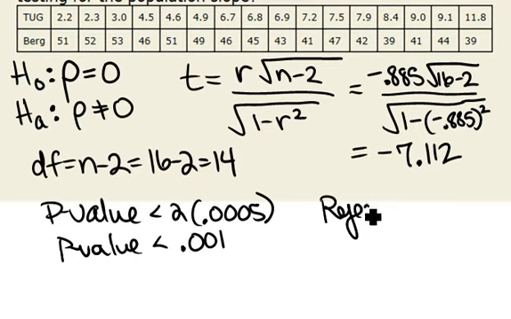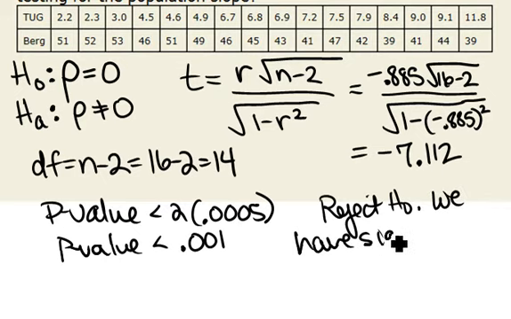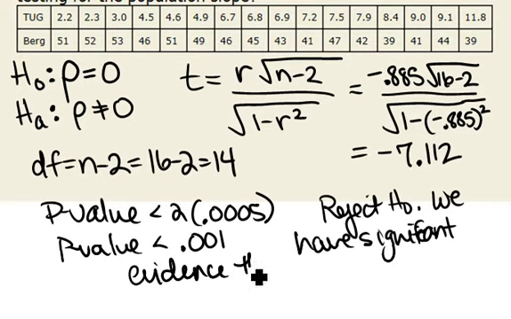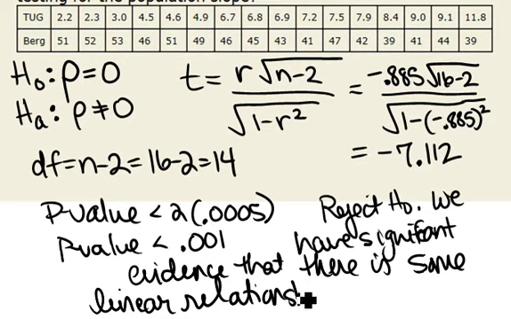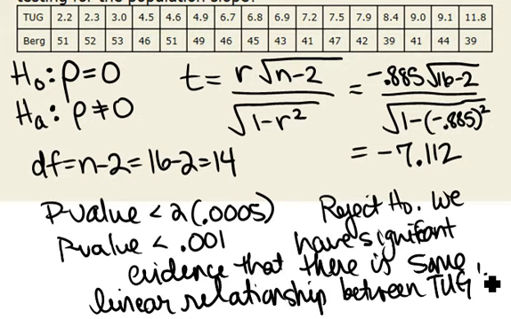With a small p-value, we will reject the null and say that we have significant evidence that there is some, we can say here, a linear relationship. Since there is a correlation, there would be a linear relationship between Tug and Berg score in the population.